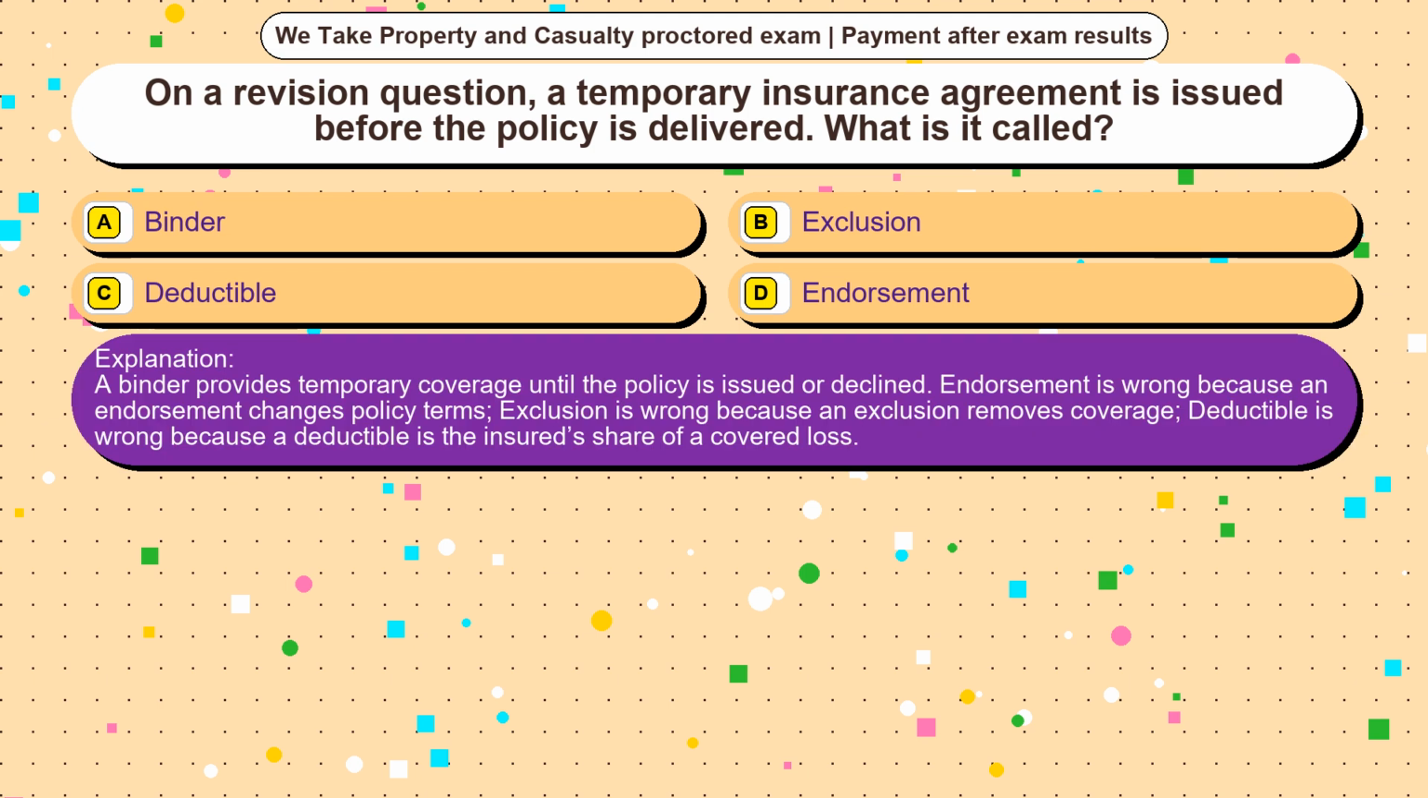A binder provides temporary coverage until the policy is issued or declined. Endorsement is wrong because an endorsement changes policy terms. Exclusion is wrong because an exclusion removes coverage. Deductible is wrong because a deductible is the insured's share of a covered loss.